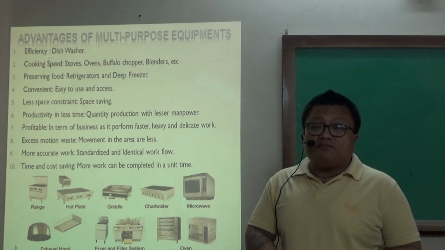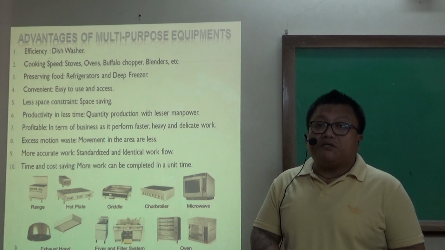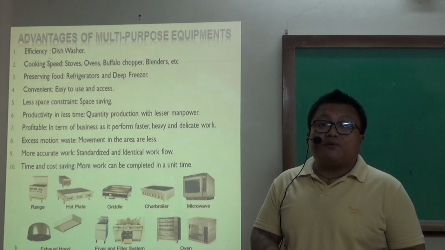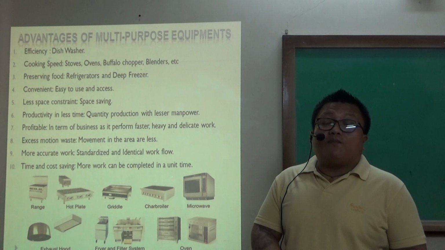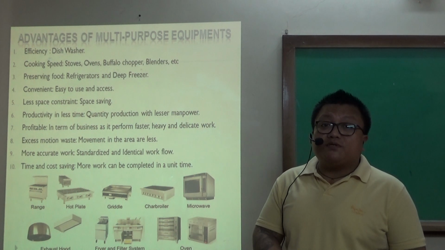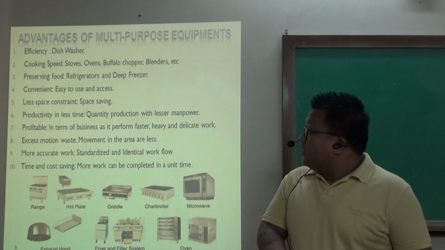Productivity in less time means high productivity in very little time. For example, when we chop an onion by hand it takes 10 seconds, but a buffalo chopper will chop about 1 to 3 kilos very easily in that same time. Not only this, but blenders and grinders are a few other examples. In a lesser time, they give you more productivity.